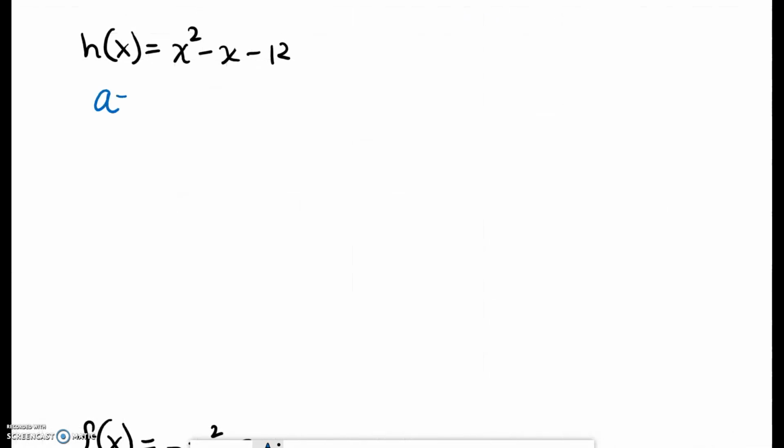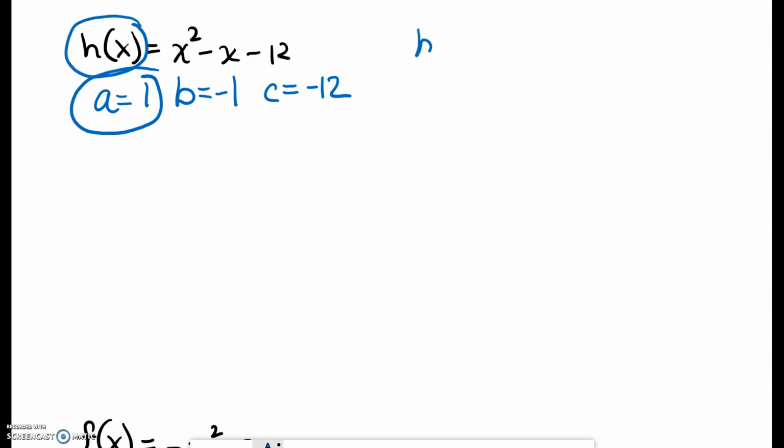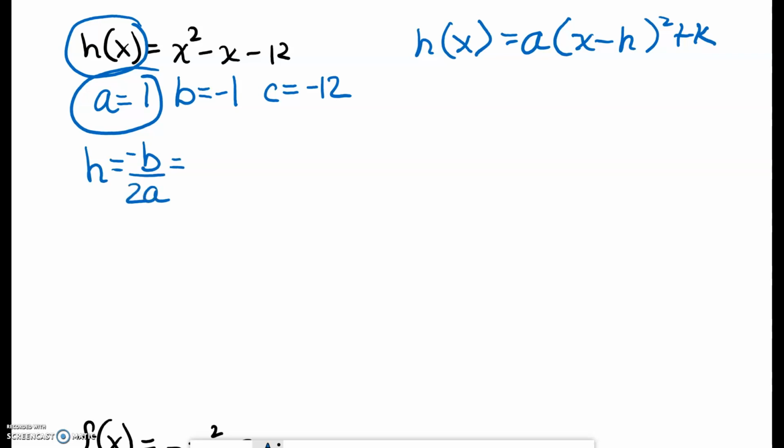We have A equals 1, B equals -1, and C equals -12. We'll need A for our equation. Remember, the name of our equation is h of x. That's going to equal a times the quantity x minus h squared plus k. So let's calculate h. H is going to be -b over 2a. So negative b is 1, a is 1. So we get a 1 over 2. So h is going to be 1/2.